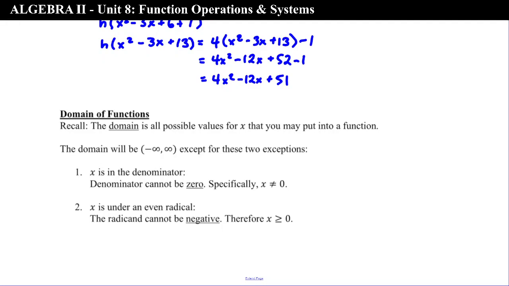The domain will always be negative infinity to positive infinity, except for 2 situations. And we've hit both of these situations already. So this is a bit of a review, bringing it all together. When x is in the denominator, as I just mentioned, you end up with the asymptote. Or when x is under an even radical, because remember, you cannot take an even root of a negative number and get a real result. So therefore, that cuts the domain down for those as well. So let's talk about finding the domain, knowing a little bit of this information.